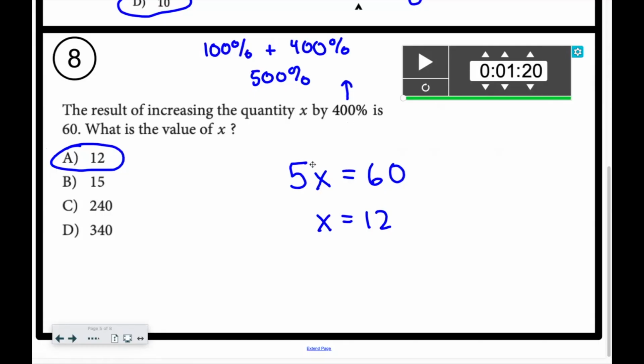But when you look at it as you're increasing, it works. Because if I take 400% of 12, I get 48. And if I increase 12 by 48, I do get 60. So you can see that it does work.